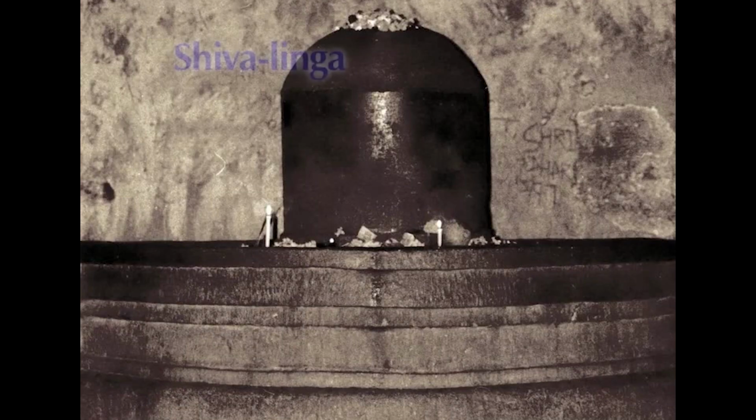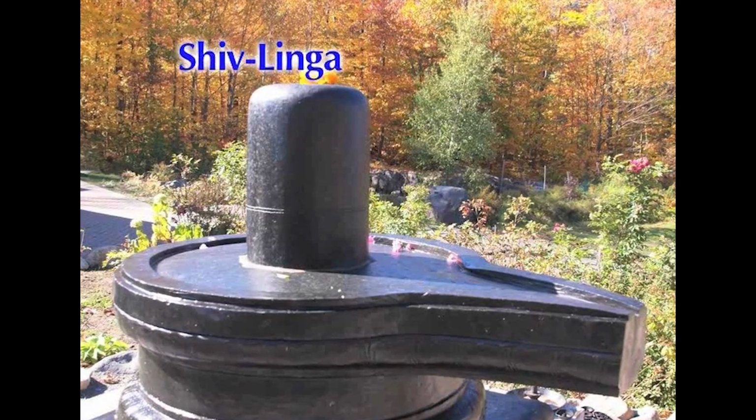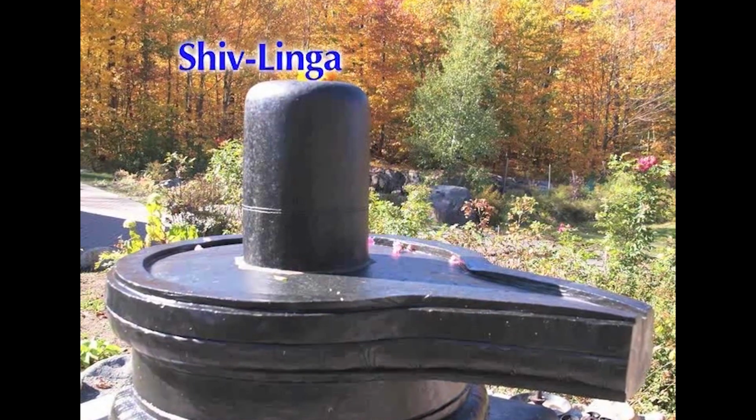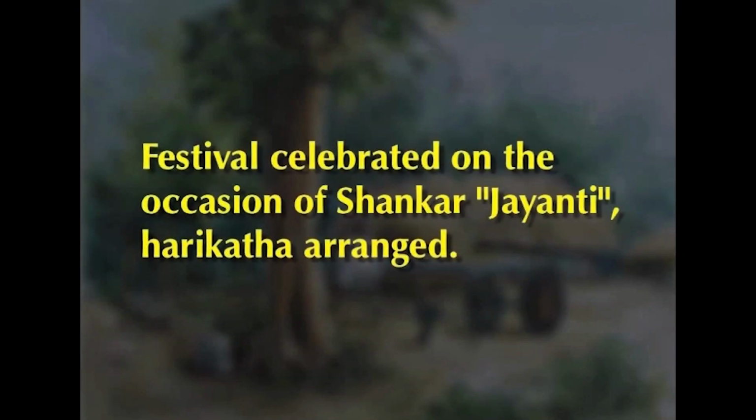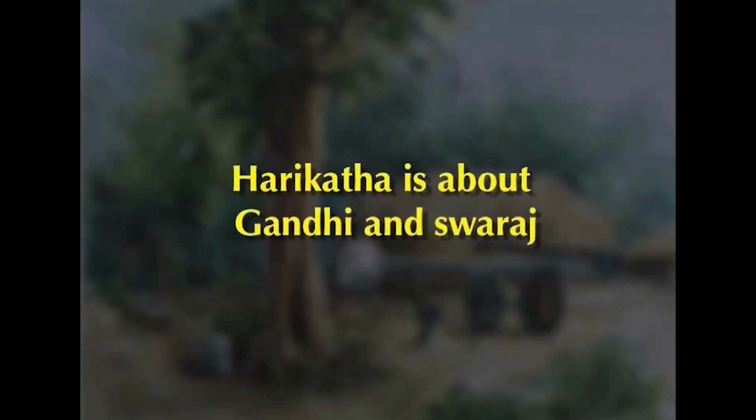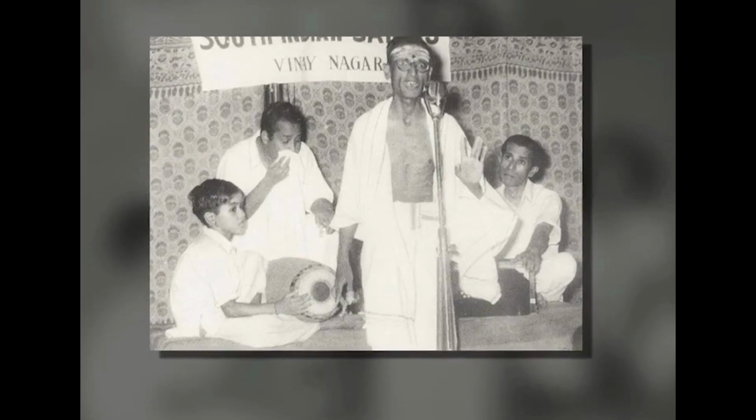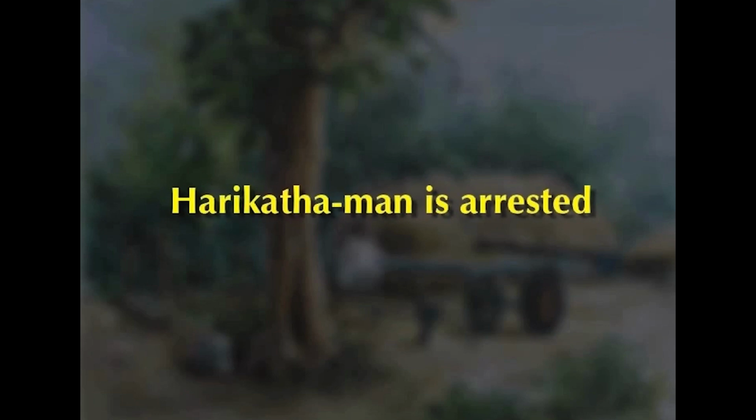Murthy, a young man, digs out a half-sunk Shivalinga and suggests it should be cleaned and worshipped in a temple built for it. This temple leads to festivals being celebrated, and on the occasion of Shankar Jayanti, a Harikatha discourse is arranged. This Harikatha is actually political propaganda in disguise, because it speaks of Gandhi and Swaraj, equating these issues with that of gods, for which the Harikatha man is arrested.